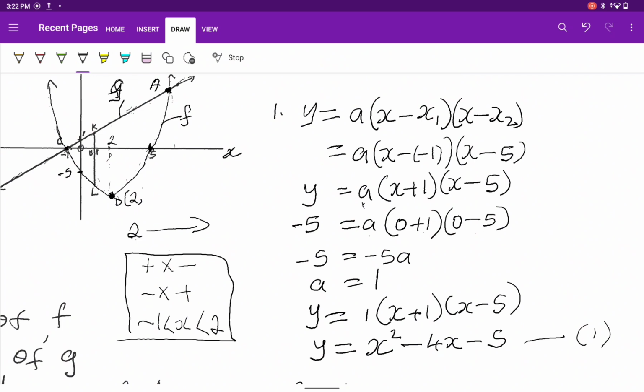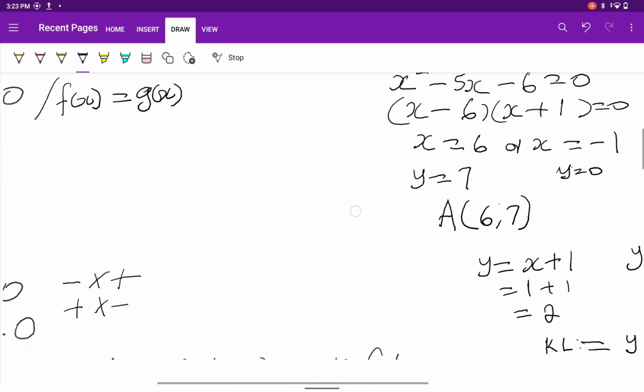If it was f prime x times g at x is less than 0, the answer will be between negative 1 and 2. Let me repeat it again. We're saying where the f graph is decreasing, so it's decreasing from negative infinity up till 2. And the G graph must be above the x-axis. The G graph is above the x-axis from negative 1 up till infinity. So the common factor here is between negative 1 and 2. Hence, this would have been the answer if the question was like that.